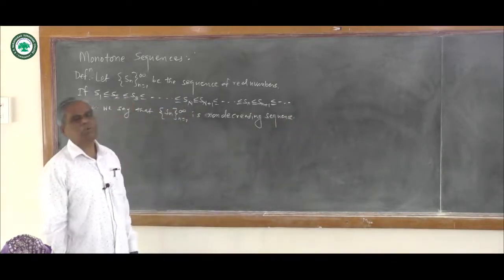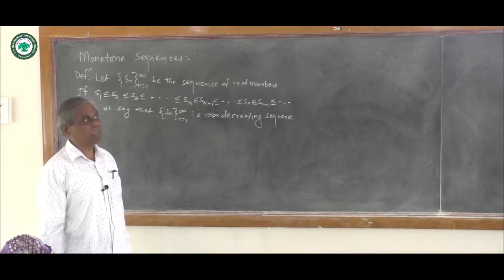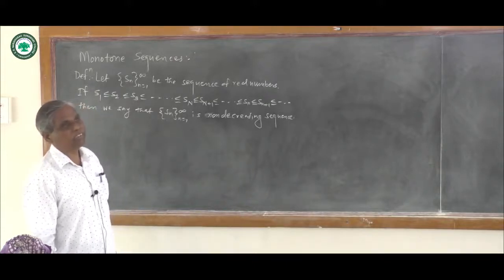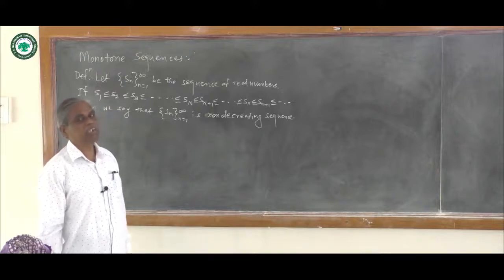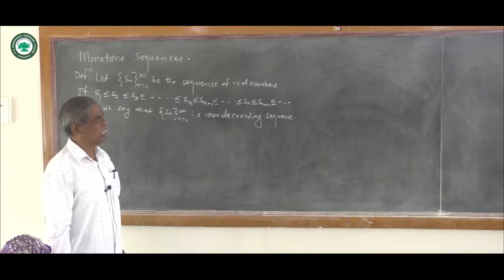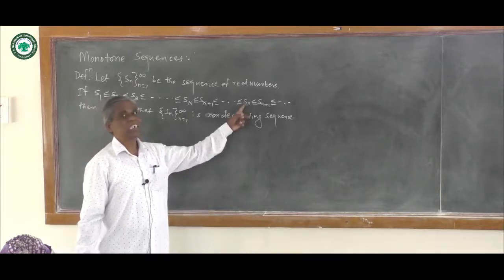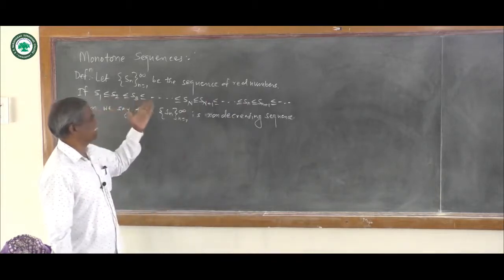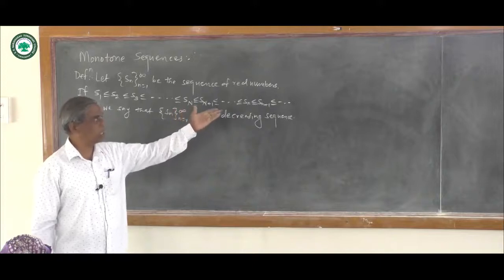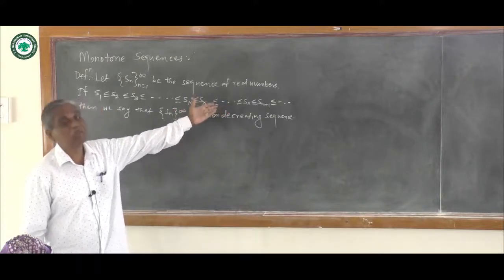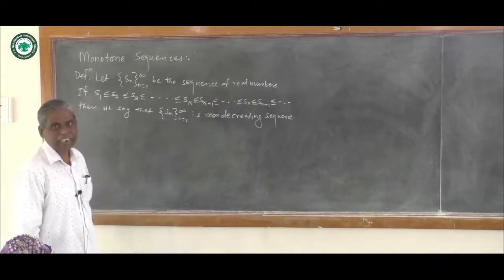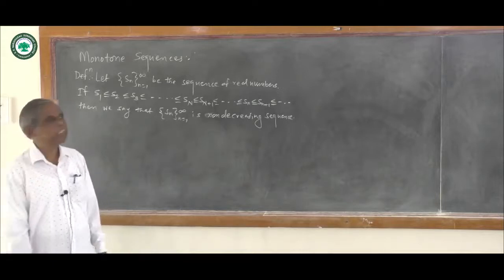If S1 is less than or equal to S2, less than or equal to S3, less than or equal to S_N, less than or equal to S_(N+1), less than or equal to and so on, S_n less than or equal to S_(n+1), less than or equal to and so on. Here small n is greater than capital N. Since 1 is less than 2, 2 is less than 3, 3 is less than 4, capital N is less than capital N plus 1 and so on, capital N is also less than small n. That is, small n is greater than capital N.